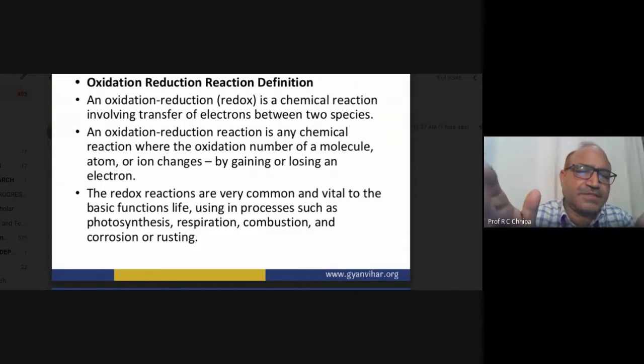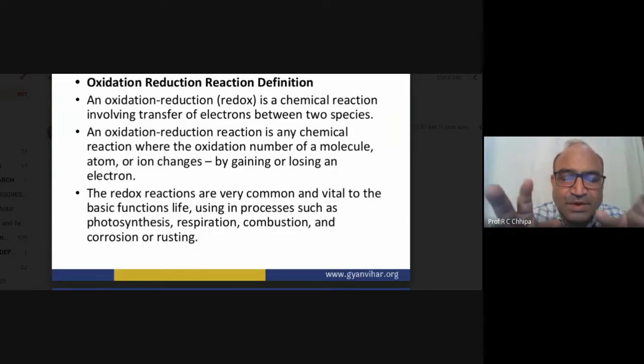How are these transferred? Anyone? Why do some elements undergo the process of transferring electrons, while some elements want to take the electrons? So that is the transfer of electrons between the two species. An oxidation reduction reaction is any chemical reaction where the oxidation number of a molecule, atom or ion changes.